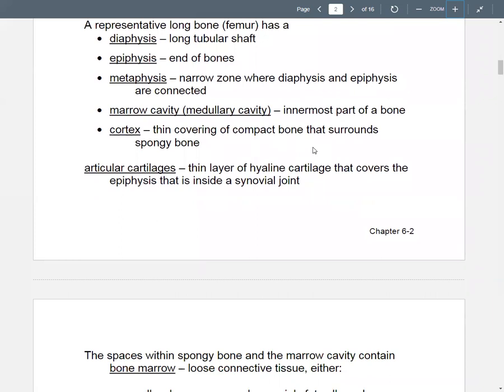So long bone has some different parts to it. It's got a long shaft, and that's called the diaphysis. Okay, so a long piece in the middle of the bone is the diaphysis. At either end of the bone, you have epiphyses. So one of them is called an epiphysis, but if you count both on either end, they are epiphyses.